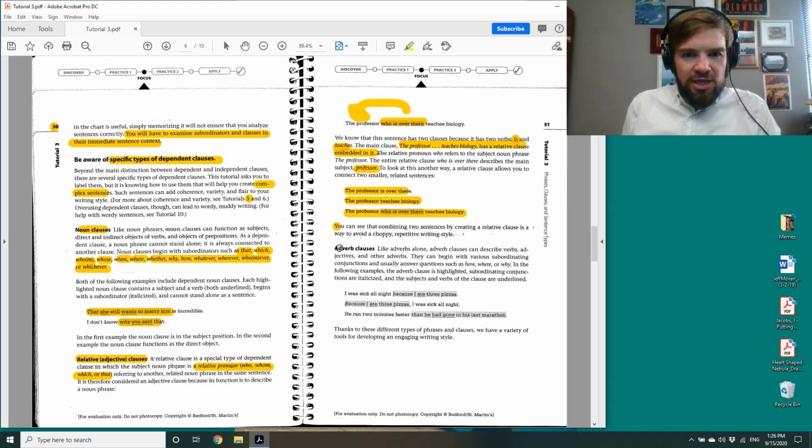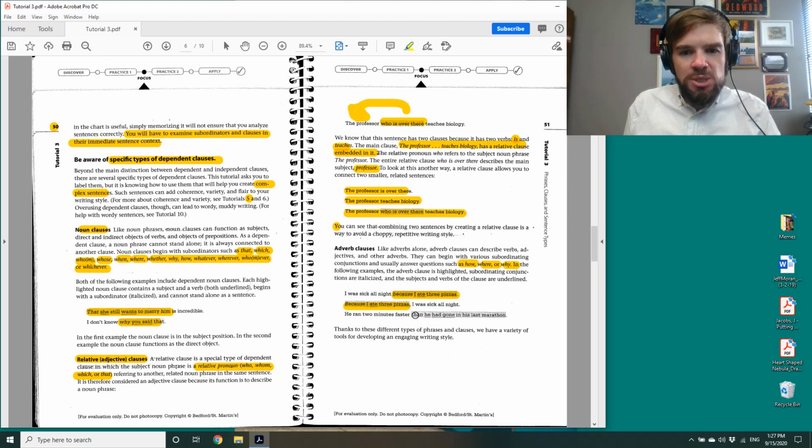Then we've got adverb clauses. Like adverbs alone, adverb clauses can describe verbs, adjectives, and other adverbs. They can begin with various subordinating conjunctions and usually answer questions such as how, where, and why. In the following examples, the adverb clause is highlighted, subordinating conjunctions are italicized, and the subjects and verbs of the clause are underlined. So, I was sick all night because I ate 3 pizzas. Because I ate 3 pizzas, I was sick all night.